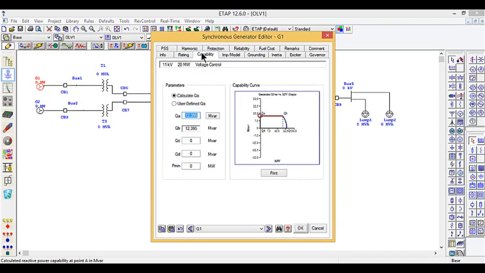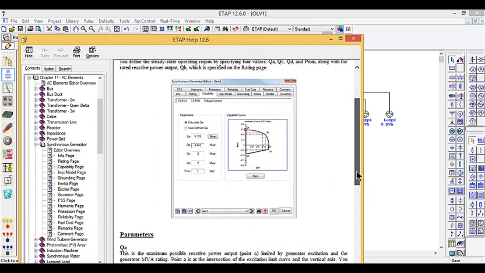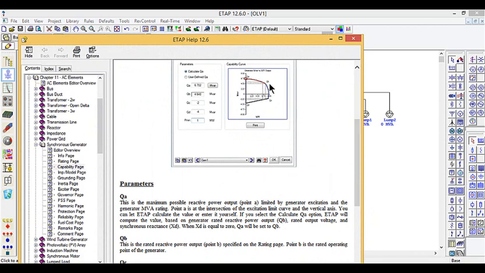So moving on towards the capability curve, we assume that our generator is not limited by the prime mover limit. Reactive power is not constrained by prime mover limit, and reactive power is also not constrained. So we just assign it as calculate QA. Otherwise, we need to specify these user defined parameters. And what are these parameters? We can see with the help section that these are QA, QB, QC and QD parameters on the graph, defining maximum active and reactive powers at different points.